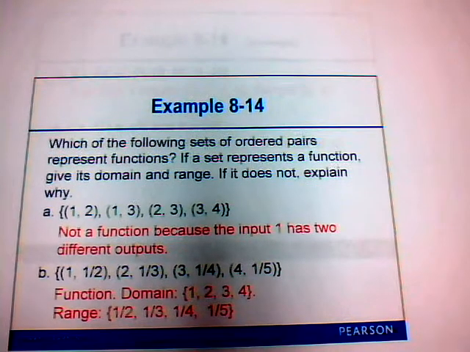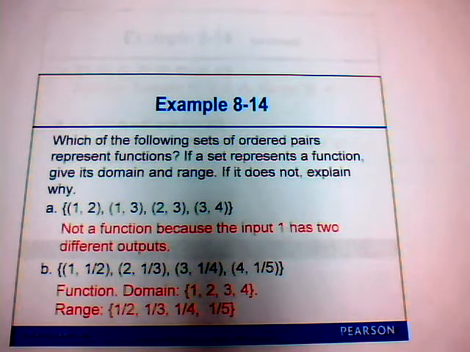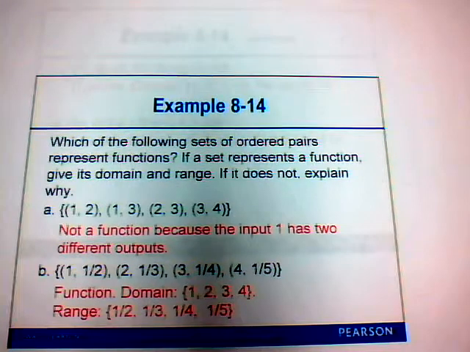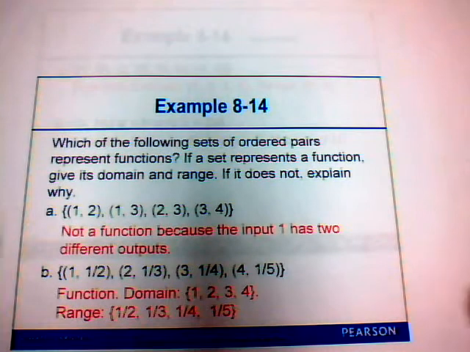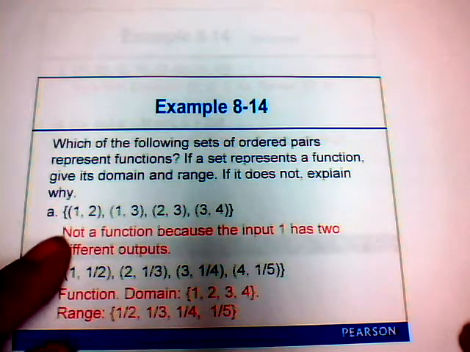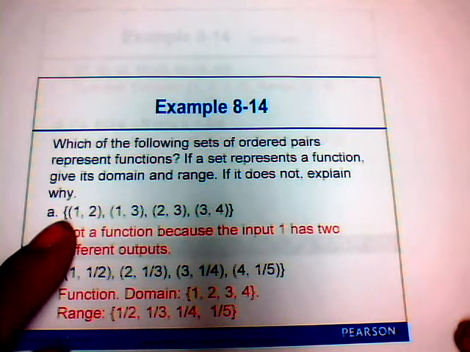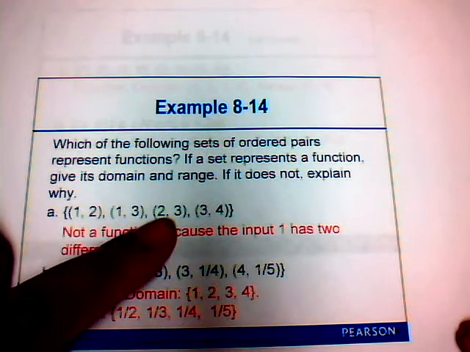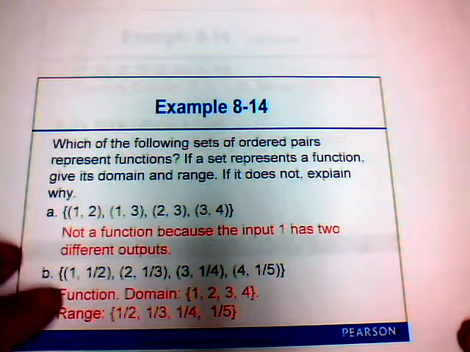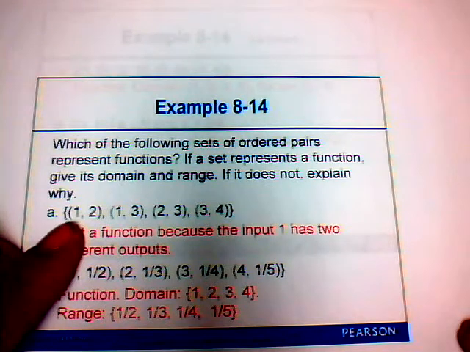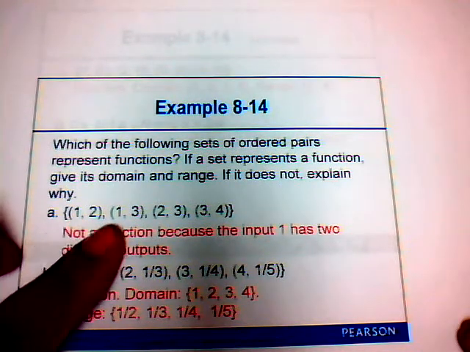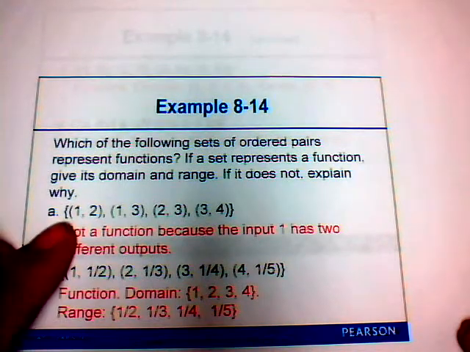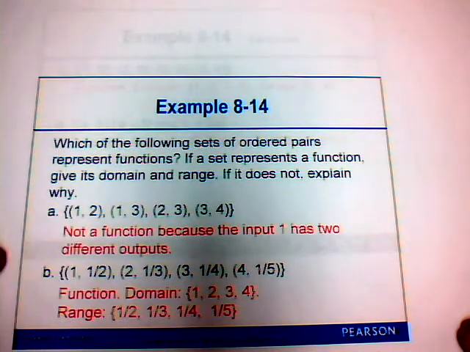Which of the following sets of ordered pairs represents functions? If a set represents a function, give its domain and range. If it does not, explain why. Let's look at this one. We got the set with the ordered pairs (1, 2), (1, 3), (2, 3), and (3, 4). In this case, it's not a function because, as you can see, the input, which is your 1, has two different outputs, the 2 and the 3. So this set is not a function.